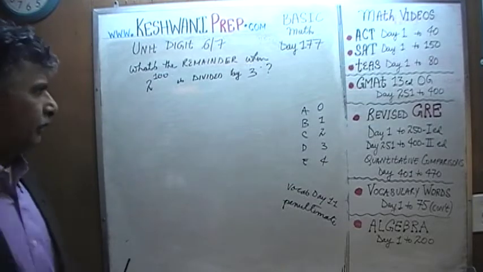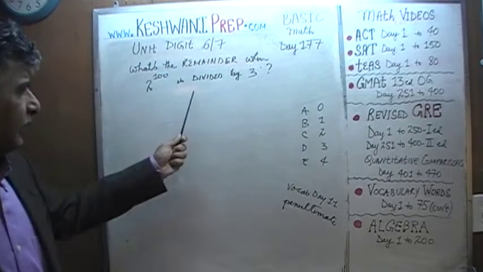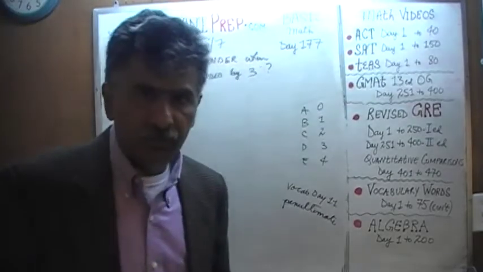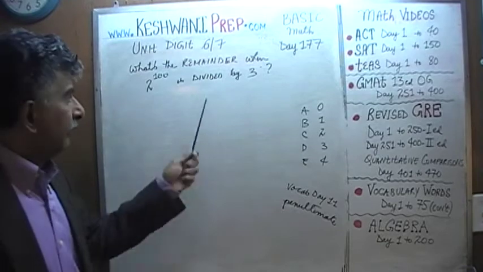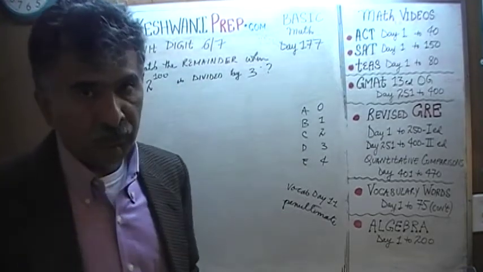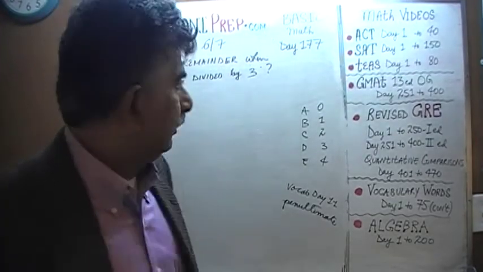Alright, let's get going. I started out by telling you this is a baby version of the original question that we'll do tomorrow, which was 2 raised to 125 divided by 5. This is a baby version for two reasons, and I'm going to explain the first reason right now.